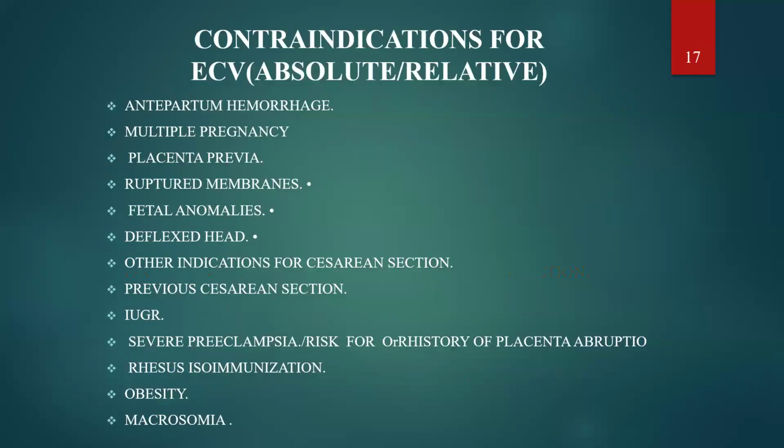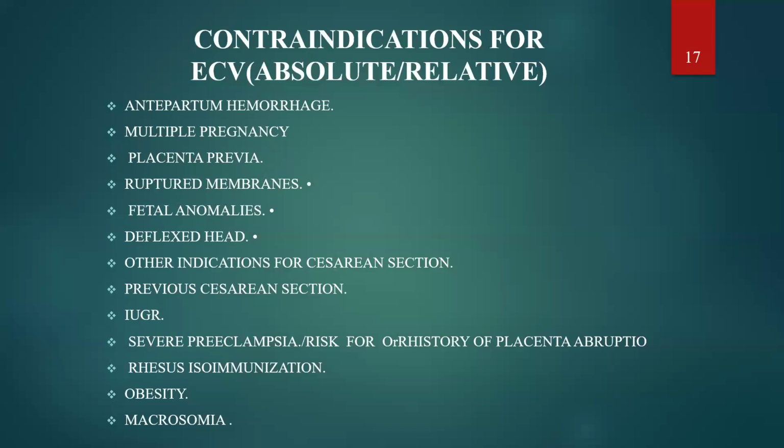Contraindications are absolute and relative. So absolutes include antepartum hemorrhage from any cause, multiple pregnancy, placenta previa, ruptured membranes, fetal abnormalities, a deflexed head. So where the head is extended, you are not likely to achieve success, so you don't do it. And then a previous cesarean section. Relative ones include IUGR, severe preeclampsia.